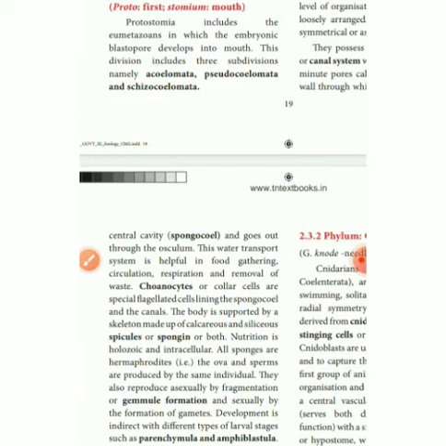This type of animal has another type of cell called choanocytes, or collar cells. These are special flagellated cells lining the spongocoel and the canals. The body is supported by a skeleton made up of calcareous and siliceous spicules. Spicules means bone-like structures, not true bones. Spicules and spongin fibres, sometimes both are present. The nutrition is holozoic.